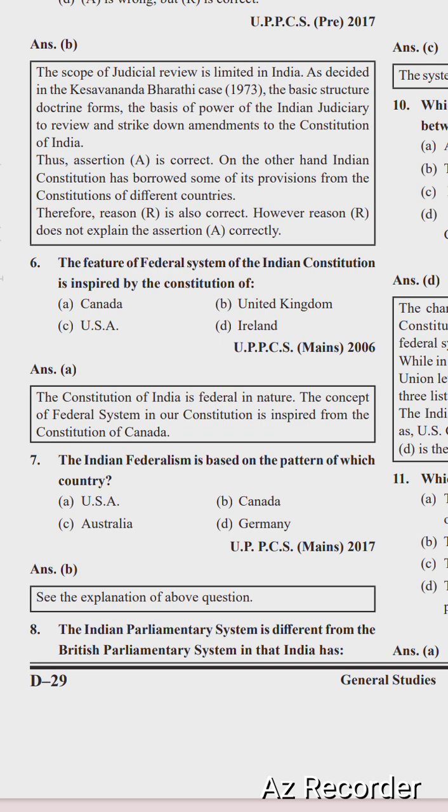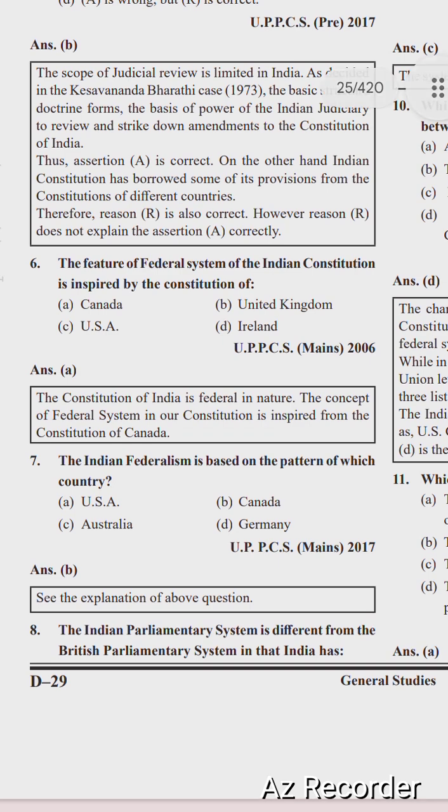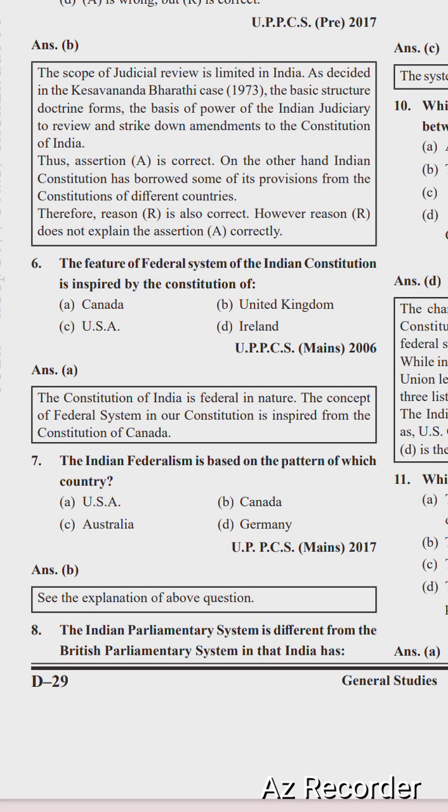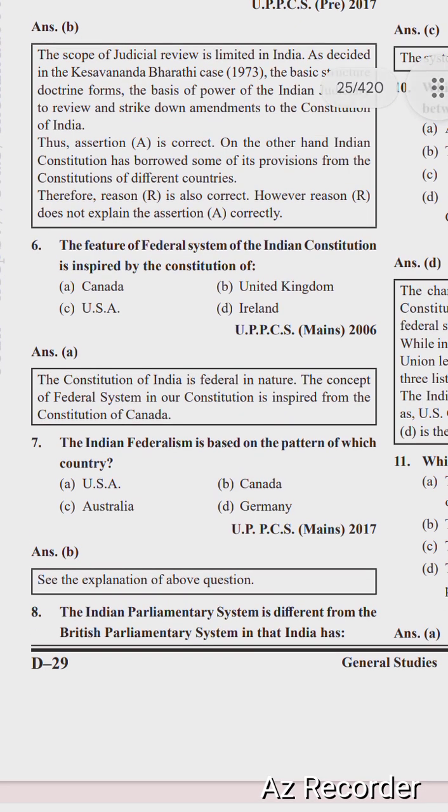Next question: Indian federalism is based on the pattern of which country? The options are USA, Canada, Australia and Germany. The right option is option B, Canada. So we can remember it easily. This question has been repeated two times.